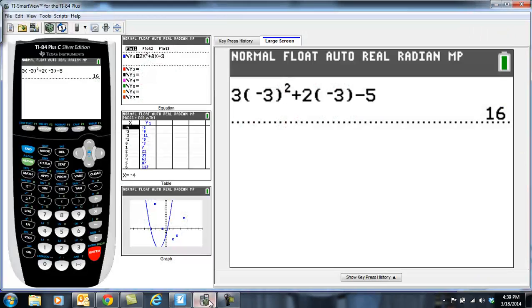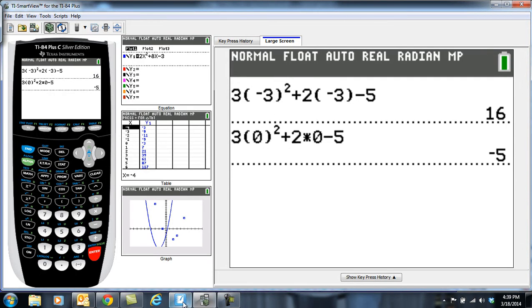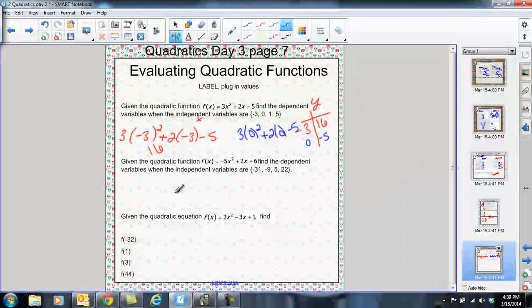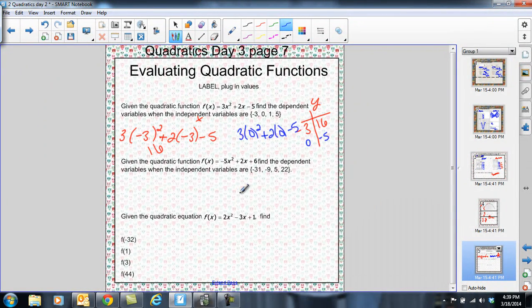And I'm going to pull out my calculator and do the same thing: 3 times 0 squared plus 2 times 0 minus 5. I'm going to hit enter. Look, the answer is negative 5. So this one is 0, negative 5. And if you want the other 2 values, you lather, rinse, repeat. Plug in the 1, plug in the 5, get your answer back out.